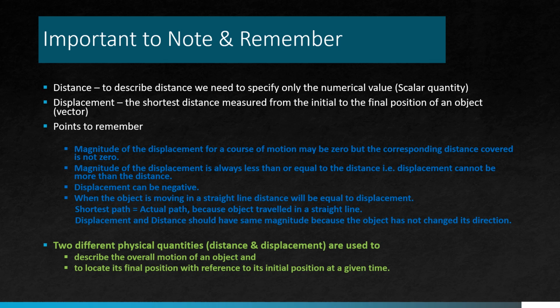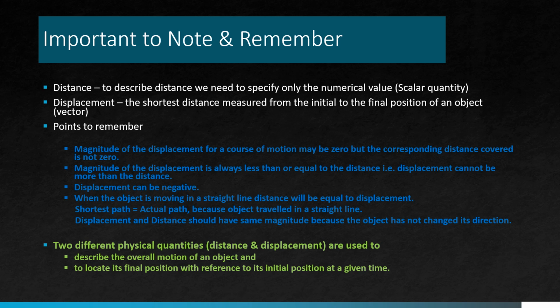Now, since direction is involved with displacement, it could be negative at times, right? The first point that we had discussed is that if the actual path is equal to the shortest path, मतलब distance and displacement are equal, then the object has to be traveling in a straight line. And the distance and displacement should have the same magnitude because the object has not changed its direction, right? I'm sure we are clear with these pointers.